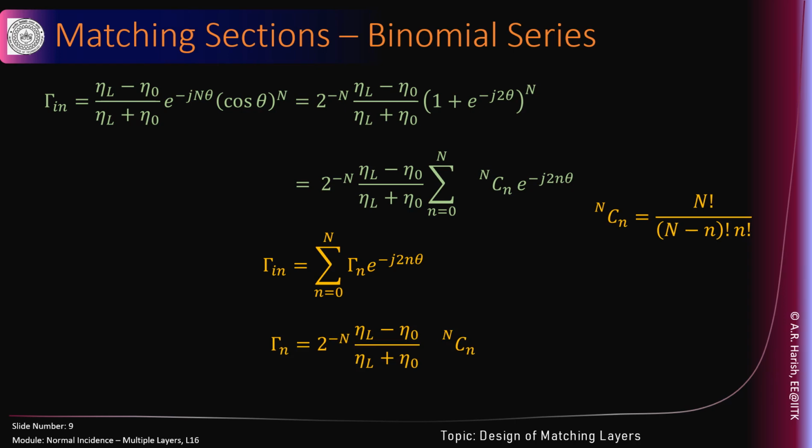If we match the coefficients, it's very easy to write that gamma n is equal to 2 to the power of minus n, eta L minus eta naught upon eta L plus eta naught, times N C n, that is capital N C small n. So we managed to find gamma n. Given eta L, eta naught, and capital N, we know the value of gamma n for each n ranging from 1 to capital N.